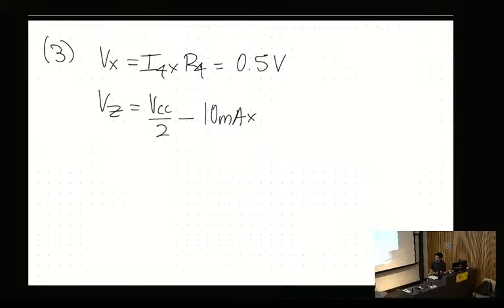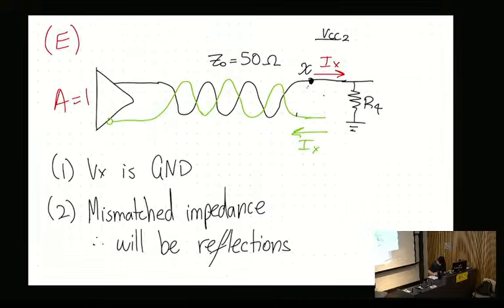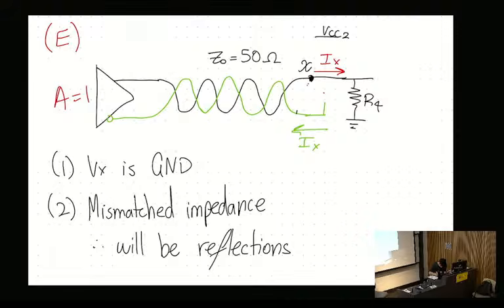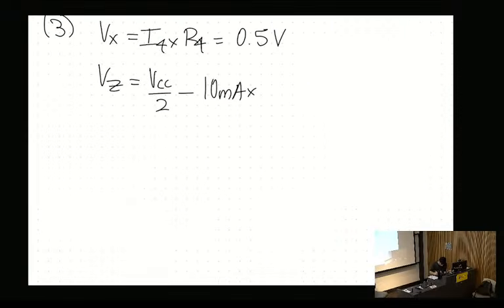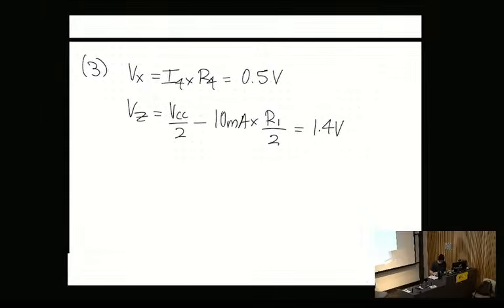Not 50 in this case, because remember, on this node, effectively what we have is a resistor up to VCC and then to ground. Yes, so it'll be 25. The same argument we had before. So it'll be just R1 on 2, because all of the resistances are the same. It'll just be the resistance divided by 2 because it flows through that parallel combination. And so then this will be 1.4 volts.